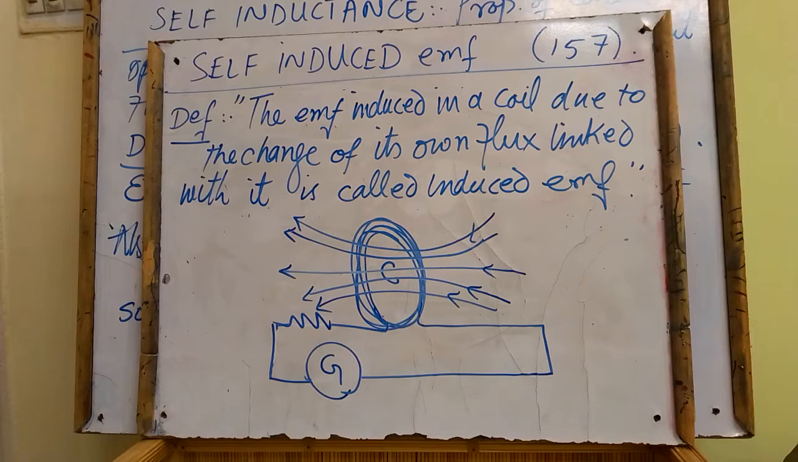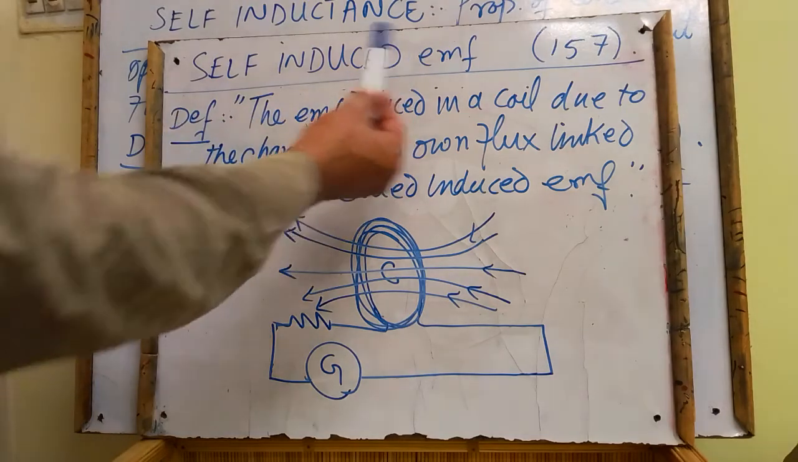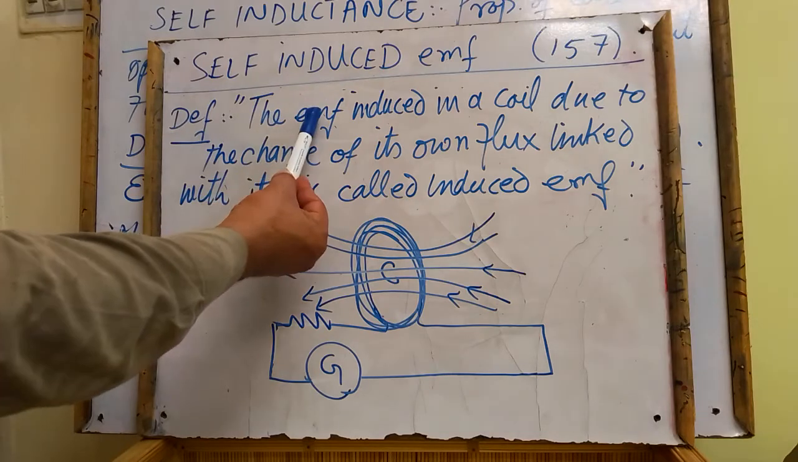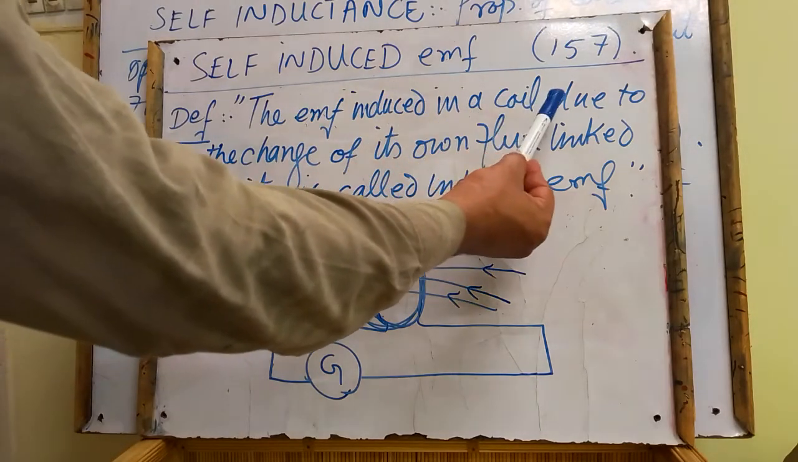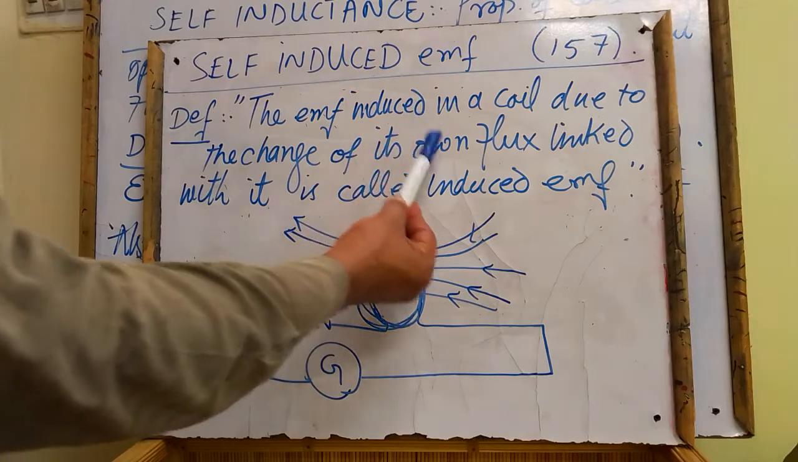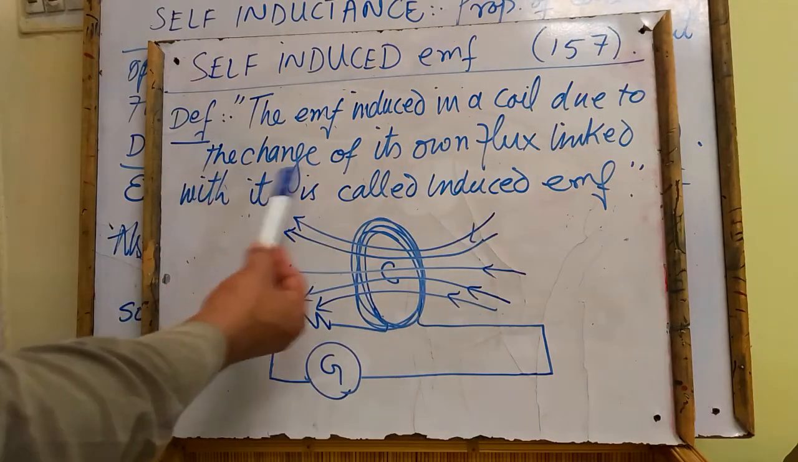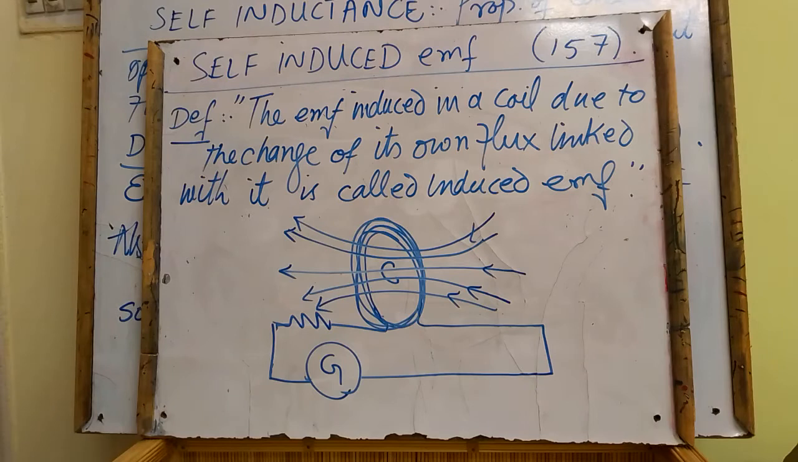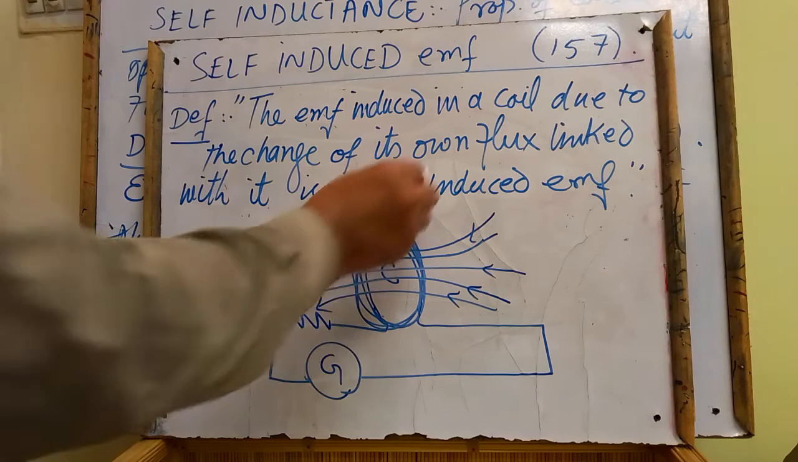Today we are going to discuss the topic self-induced EMF and self-inductance, which is given on page number 157. The definition of self-induced EMF is: the EMF induced in a coil due to the change of its own flux linked with it is called self-induced EMF.